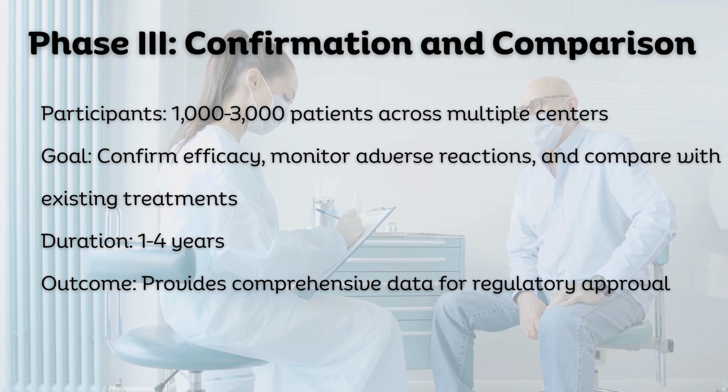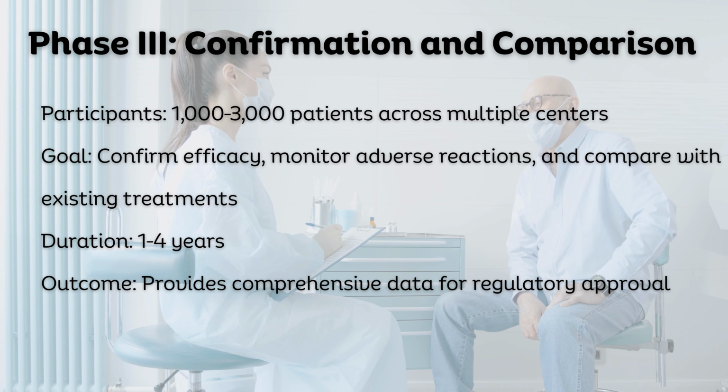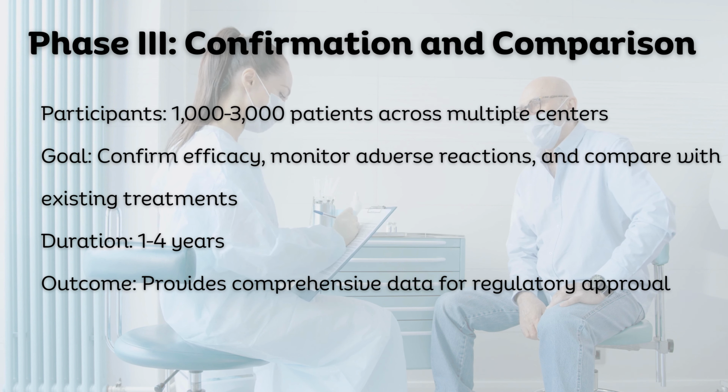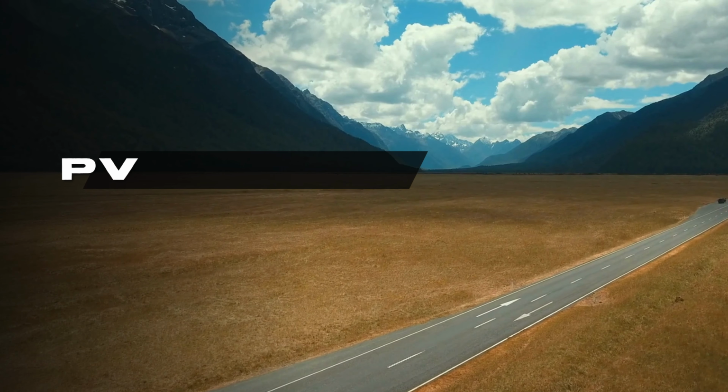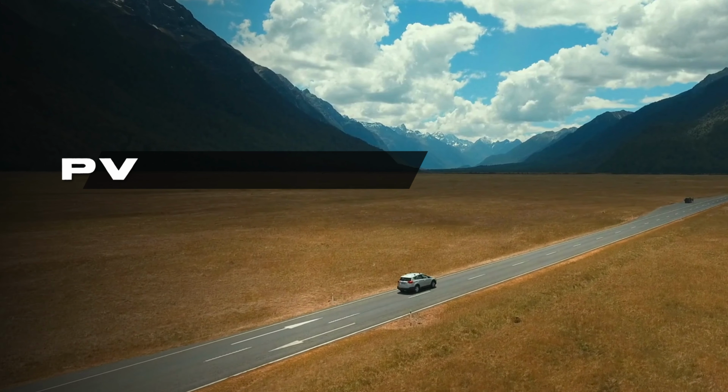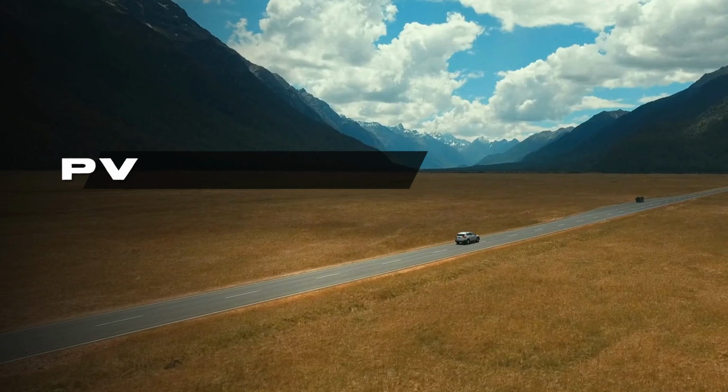1,000 to 3,000 patients from multiple locations will be used as participants to evaluate efficacy, monitor adverse events and compare with existing treatments. This phase provides comprehensive data including efficacy and safety of the drug for further approvals. Before moving to Phase 4 studies, let's understand the concept and terminologies of pharmacovigilance.